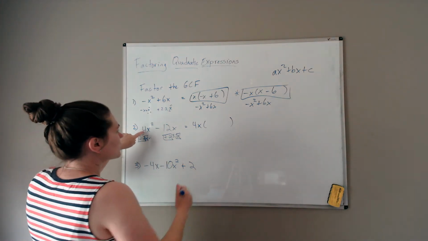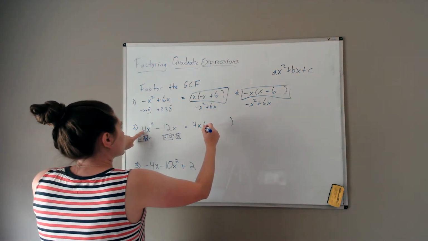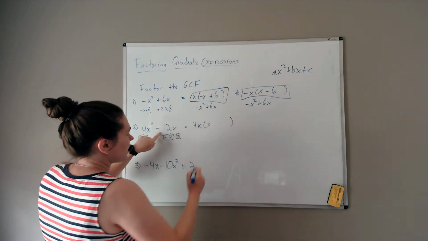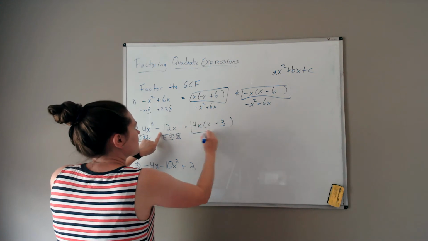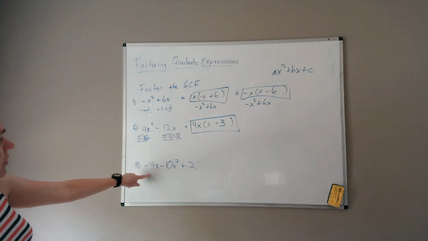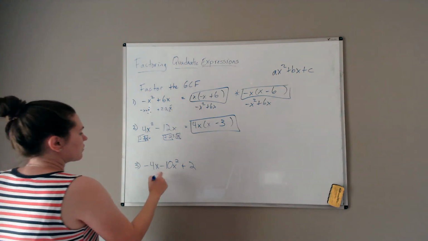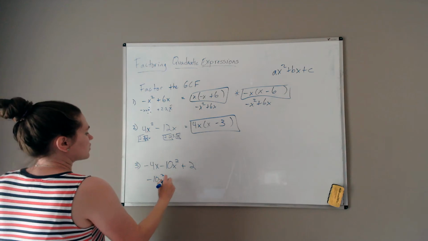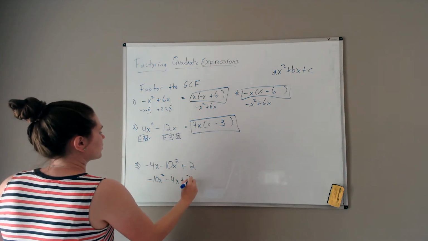So I have 2 terms. 4x times what would give me 4x squared? That's going to be x. 4x times what would give me negative 12x? That's minus 3. Okay, so there's a second one. Number 3 isn't in standard form, so I would put it into standard form. So it's going to be negative 10x squared minus 4x plus 2.